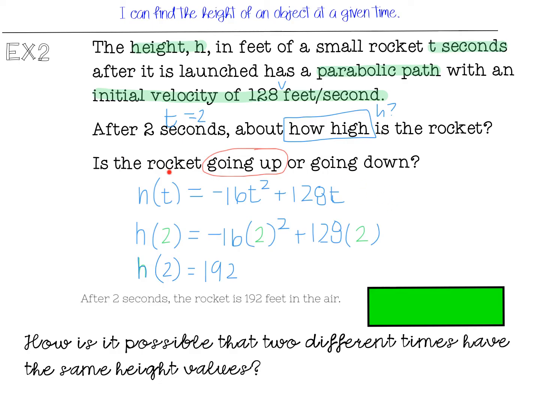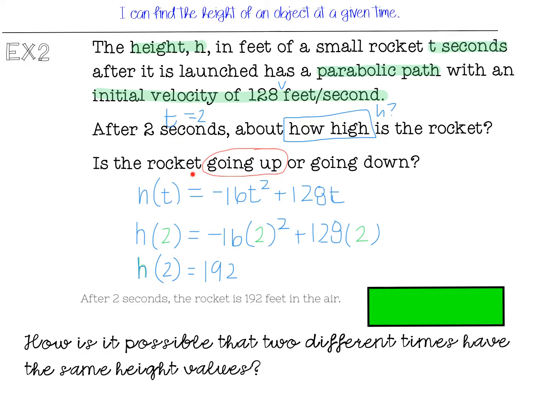So then once I had my function, I simply plugged in 2 because I wanted to know what is the height at a given time. So given that it's 2 seconds, and when I calculated that out, I got 192. So after 2 seconds, the rocket is 192 feet in the air.